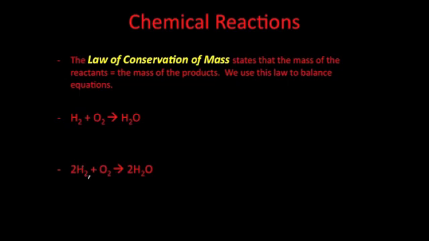And if you count up the number of atoms on this side of the equation, they will equal the number and type of atoms on this side of the equation. You'll have 4 hydrogen here, you have 4 hydrogen here, you have 2 oxygen here, you have 2 oxygen here. So that is a balanced equation.